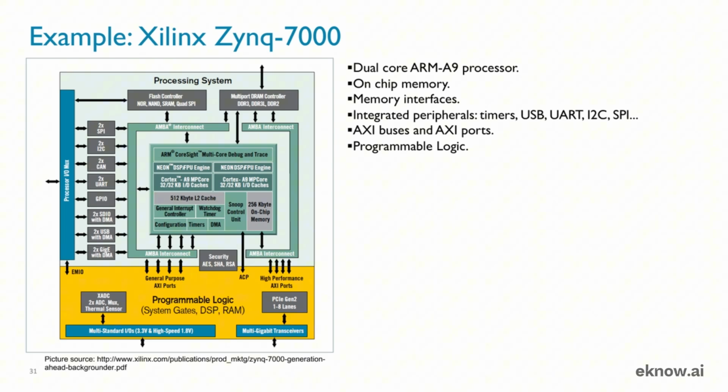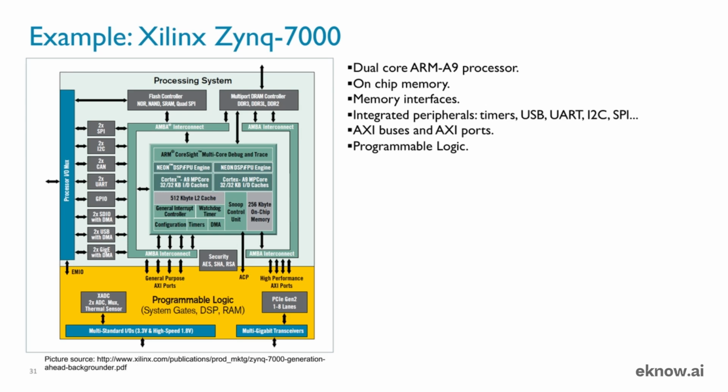First, let's focus on the processing system. This is the hard part of the chip, meaning its components are fixed and manufactured into the silicon. At its very heart, you can see the powerful dual-core ARM Cortex-A9 processor. Having two cores means it can run multiple tasks simultaneously, which is great for performance. Each core has its own instruction and data caches, and they share a larger L2 cache, which helps speed up memory access significantly.